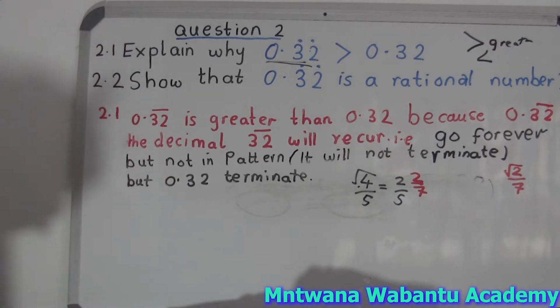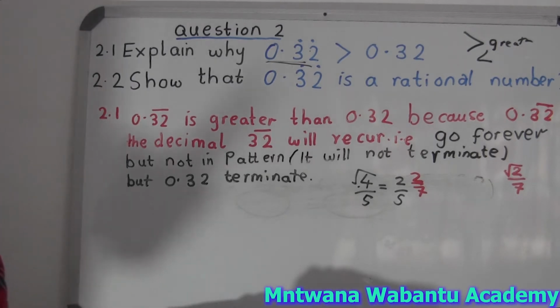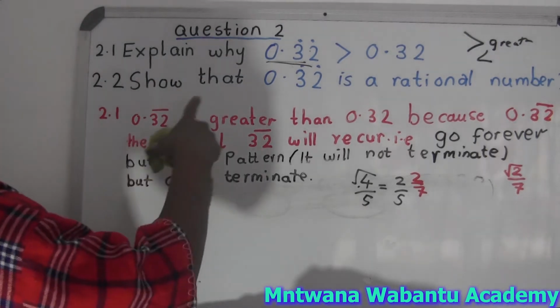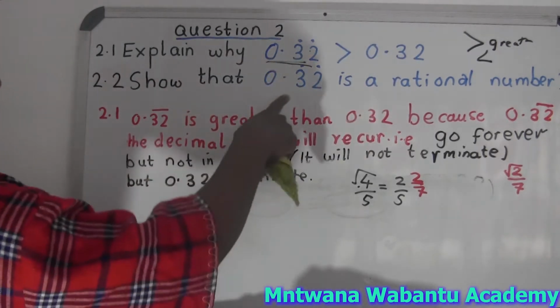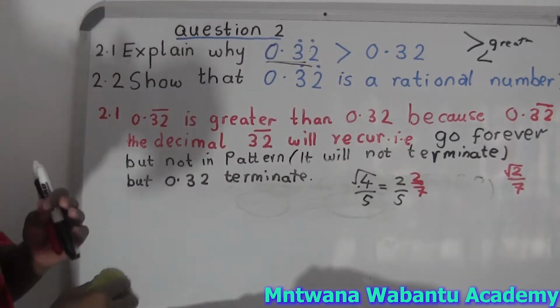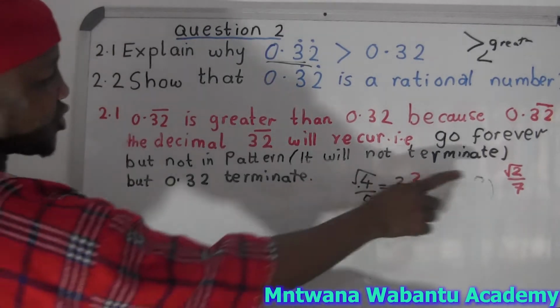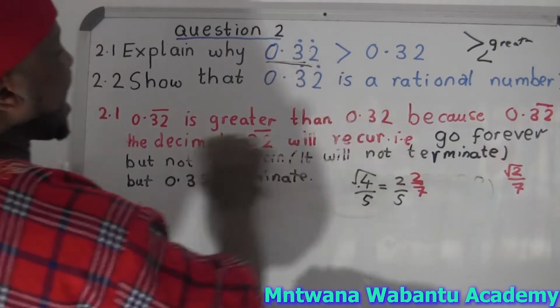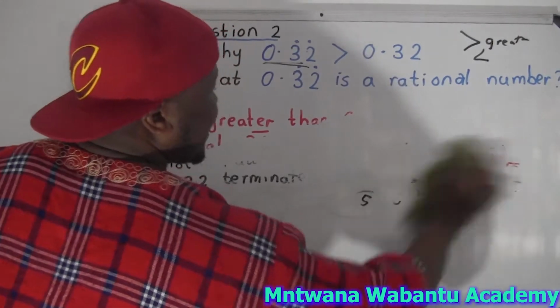Now, for the second one, we're going to have to show that this is a rational number. That means we have to play around with this, and then finally it has to come out as a fraction. A rational number is like a fraction, but it should not be something like this. Okay? Now, let's do it. It's very, very easy.